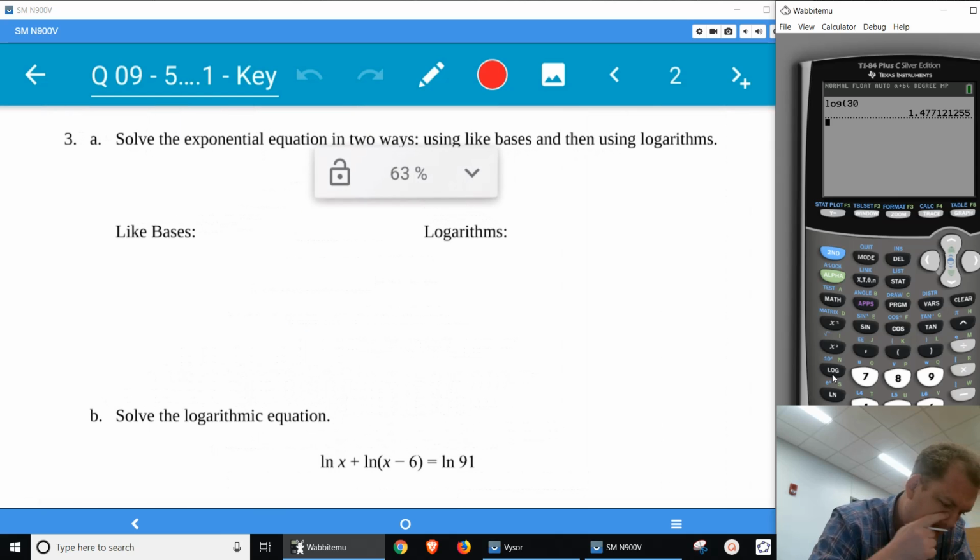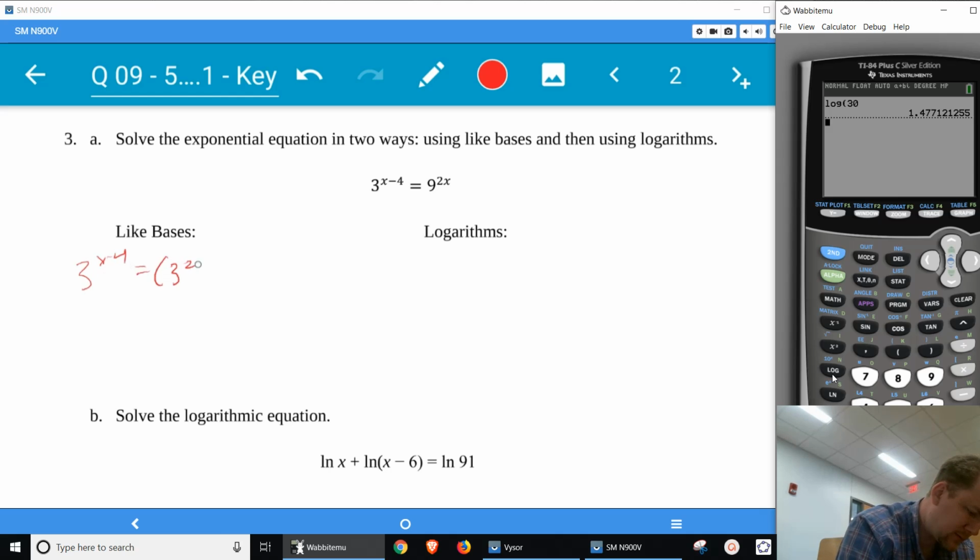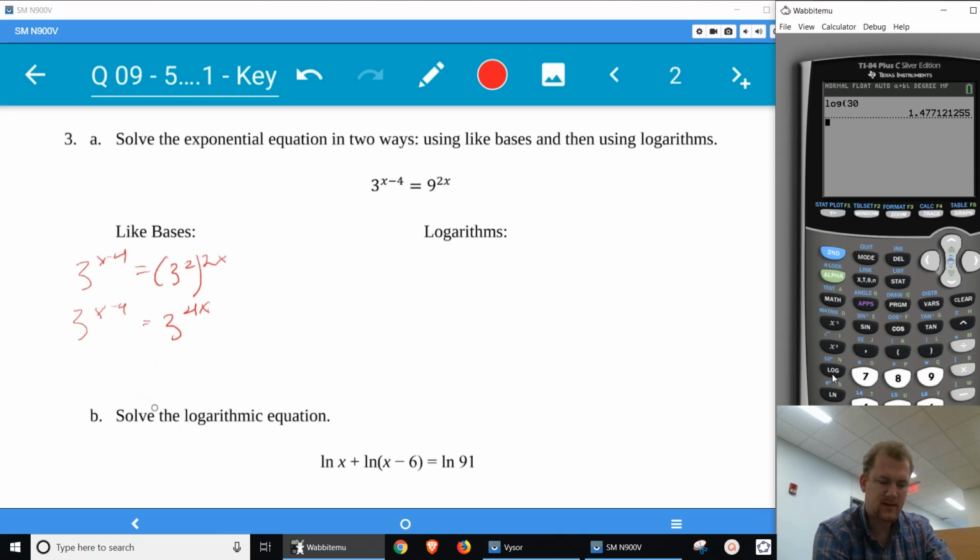Question 3 says solve the exponential equation in 2 ways, using like bases and then using logarithms. So in order to do it with like bases, we need the bases to be the same. So 9 can be written as 3 squared, so we can have this equation. Then you multiply the exponents in this, so that's 3 to the 4x. Now, since they're the same base, that means the exponents are the same.